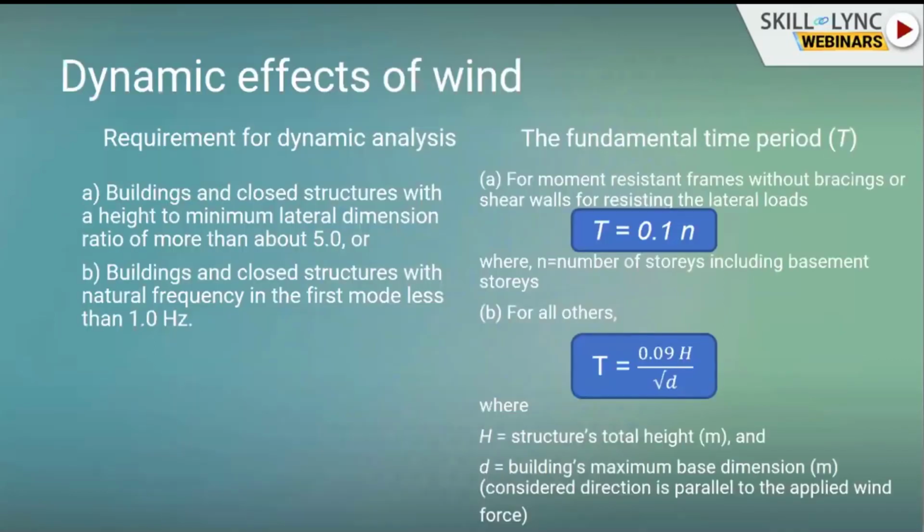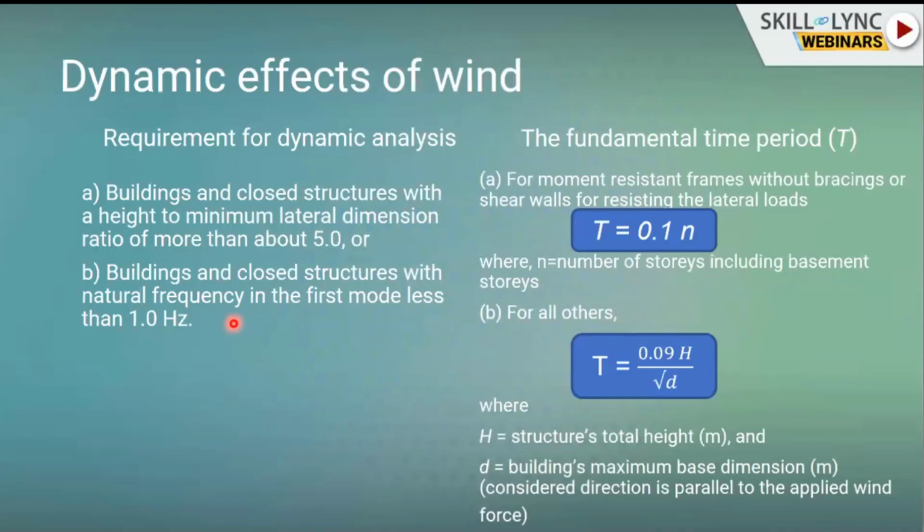And then you have the dynamic effects of the wind. Once you have calculated your basic wind speed with static wind procedures, the code also says that wind is a dynamic phenomenon. So you also have to consider this if you are designing something irregular, or something very tall. Basically, the requirement for dynamic analysis is summarized as buildings and any structure with a height to minimum lateral dimension of more than 5, and buildings which have a natural frequency less than 1 Hz.